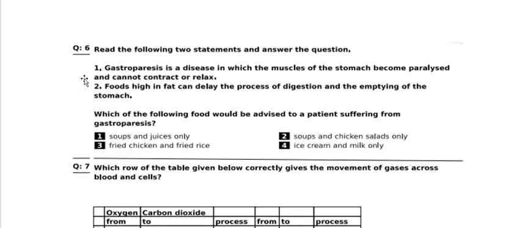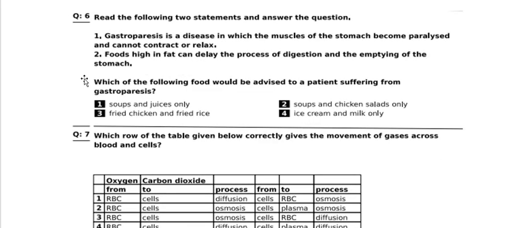Now read this question. Read the following 2 statements and answer the question. Gastroparesis is a disease in which the muscles of the stomach become paralyzed and cannot contract or relax, right? Second, foods high in fat can delay the process of digestion and the emptying of the stomach. Which of the following food would be advised to a patient suffering from gastroparesis?